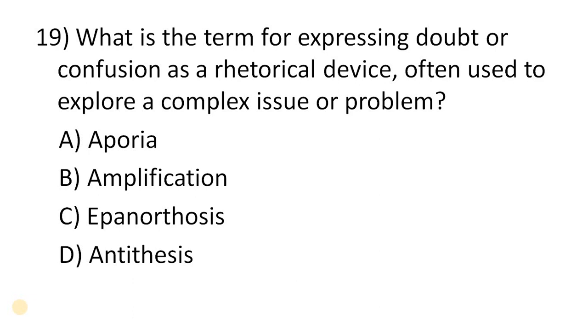What is the term for expressing doubt or confusion as a rhetorical device often used to explore a complex issue or problem? A. Aporia. B. Amplification. C. Epanorthosis. And D. Antithesis. So the correct option will be aporia.